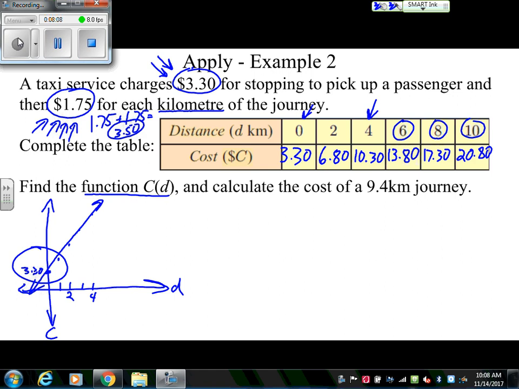So I will write C of D, cost based on an input of a certain distance, is equal to, well, for every D I have, how much am I getting charged? Well, I'm getting charged $1.75 for every D. And again, D is getting measured in kilometers. So for every kilometer, I'm getting charged $1.75 plus a flat rate of $3.30.